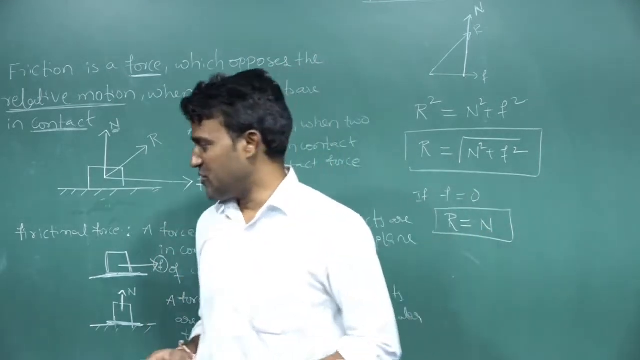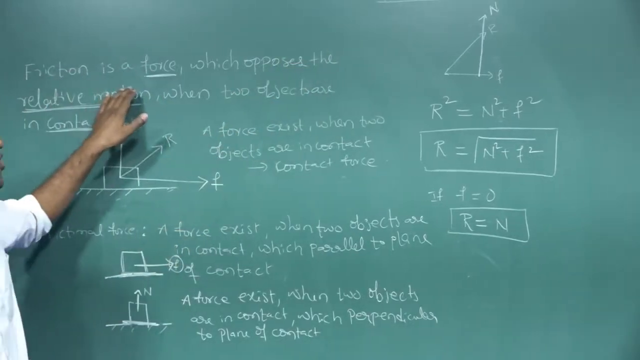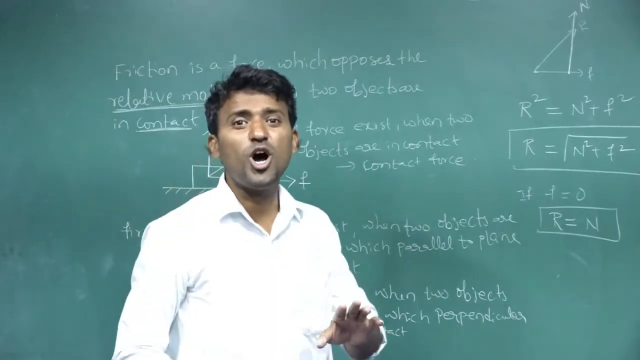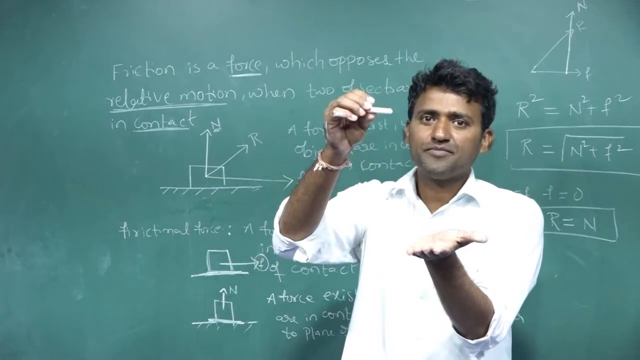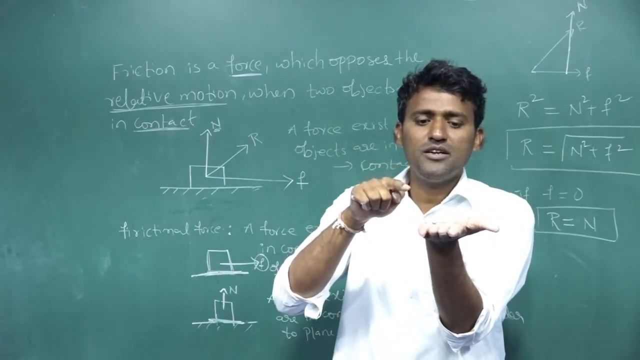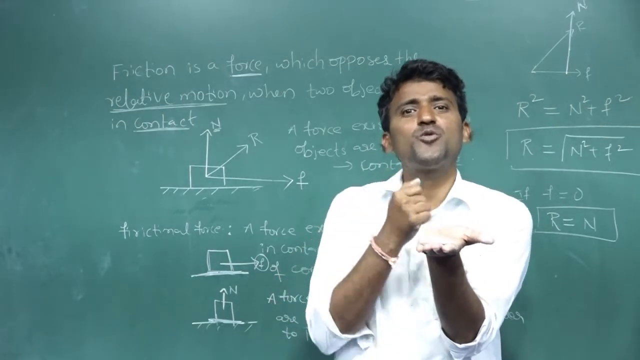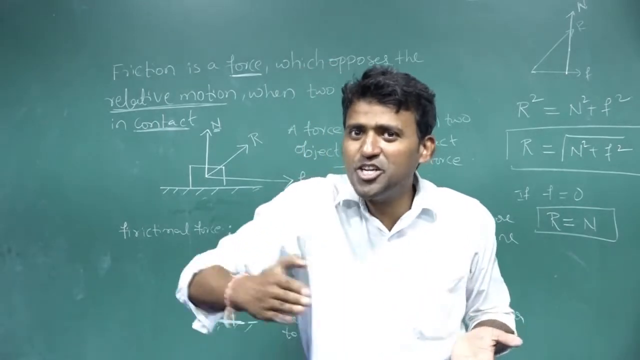Okay, coming to our definition here. Friction is a force which opposes the relative motion. See here, this is one object. Now this object is rolling. After covering some distance, it came to rest. How did it come to rest? Why does it not continue the motion?